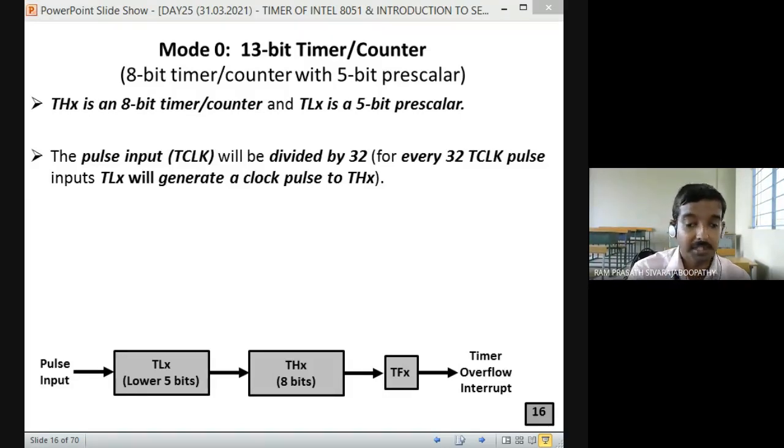Wait a minute. I am typing in the chat. Okay, 12 into 32. This is going to be FOSC divided by 384 in decimal. Refer to the chat. I am typing in the chat.